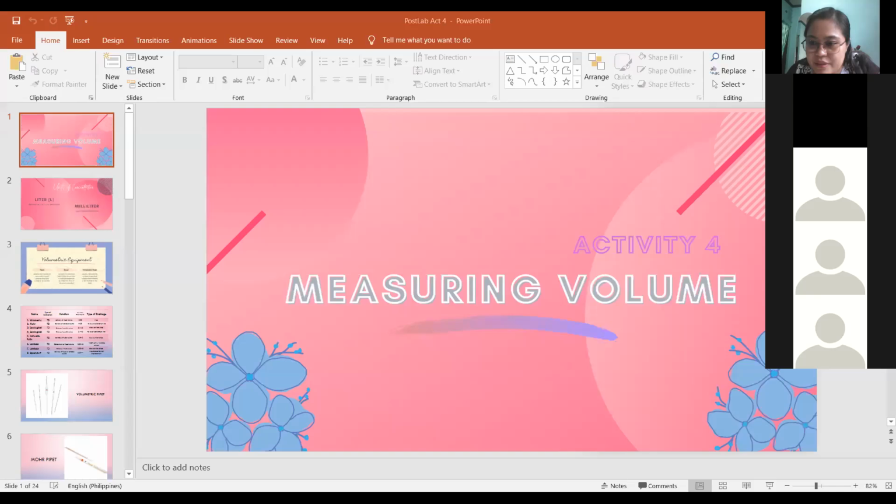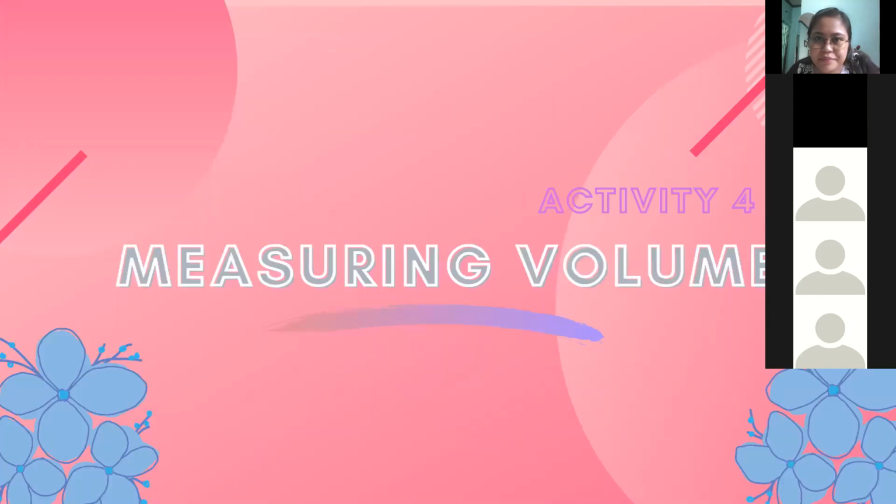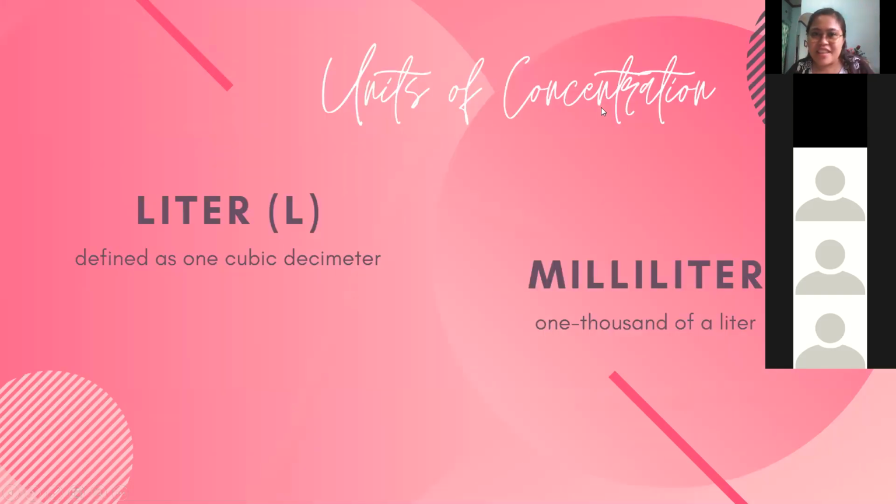Let's see if your answers are correct. Let's see if we have the same answer in your activity number 4. So again, activity number 4 is entitled Measuring Volume. Let's see again if we have the same answers for this activity. So do not forget, class, that our units for concentration are liter and milliliter. When we say liter, that's 1 cubic decimeter. And that is our standard unit for concentration.